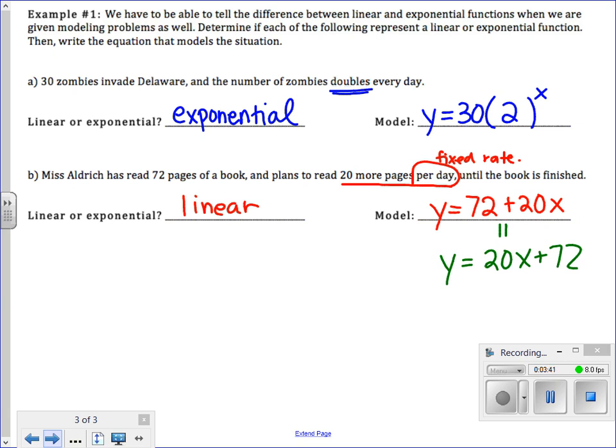All right, that's your notes. Go ahead to the practice. You've done linear versus exponential before, so now we're just adding in word problems.